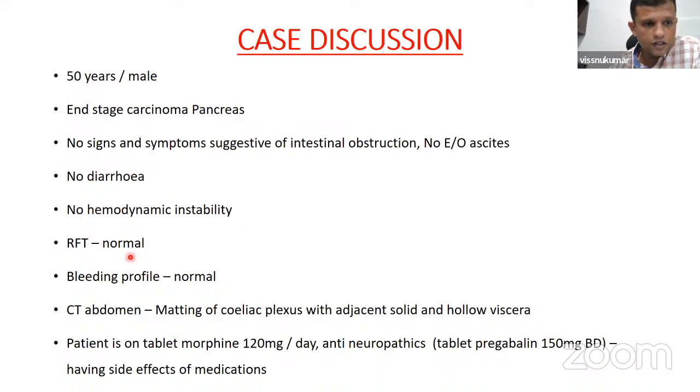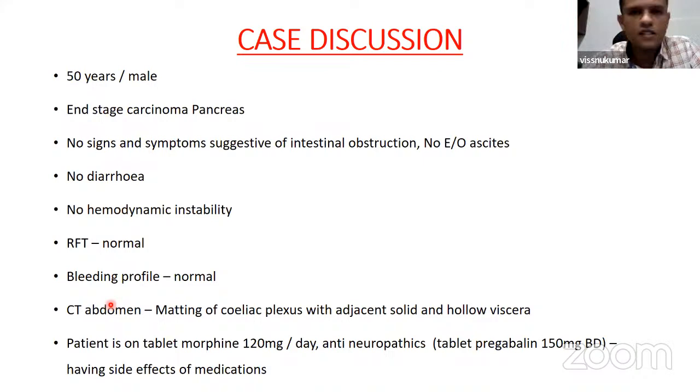And CT abdomen, this is a very important point I wanted to say. CT abdomen shows matting of celiac plexus with adjacent solid and hollow viscera. So what happens whenever there is atrophic pancreatitis or any carcinoma, the surrounding structures are completely destroyed. So the normal anatomy of the celiac plexus itself is destroyed, and there is a compression. So when you are doing a celiac plexus block, you cannot say confidently that, okay, I'm going to give this drug, it is going to destroy my intestine. No, you cannot say that. And the literature is coming now.